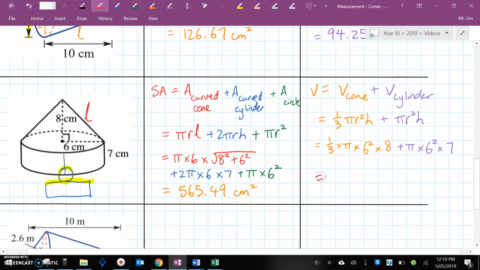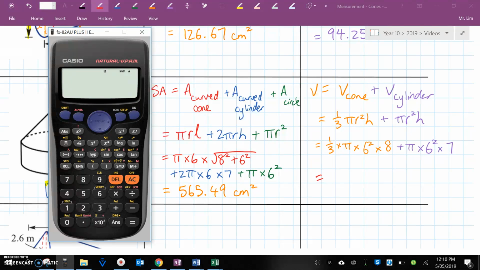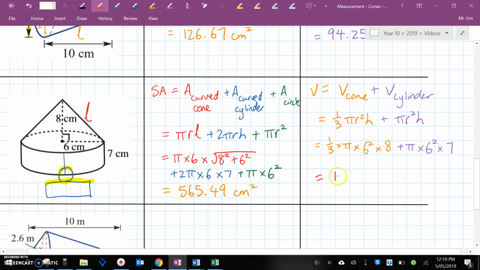Now we can put this into our calculators. One-third times pi times 6 squared times 8 plus pi times 6 squared times 7, 1093.27 centimeters cubed. Let's do one more example.